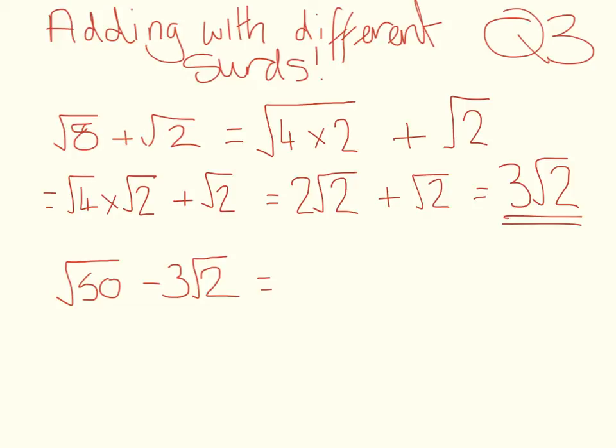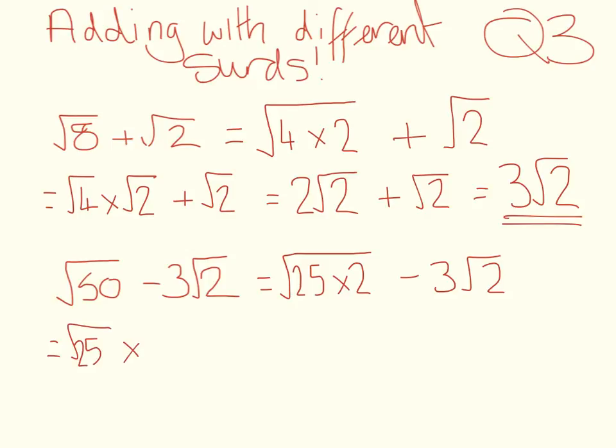Right, next one. I want to simplify my square root 50. So I need to think about what square numbers go into 50 and what is the highest square number that goes into 50. And you should realise that that is 25. And you have to times it by 2 to get 50. Okay, and then I've still got my 3 square root 2 on the end. If I split that up, I've got square root 25 times square root 2, and then take away 3 square root 2.